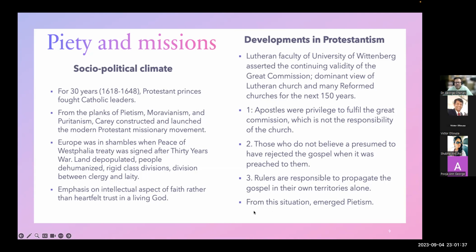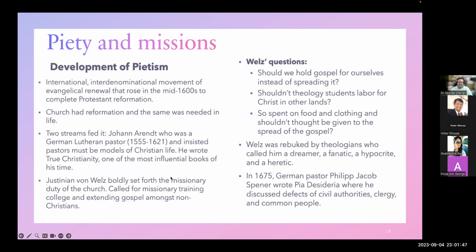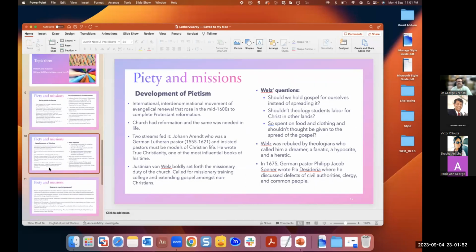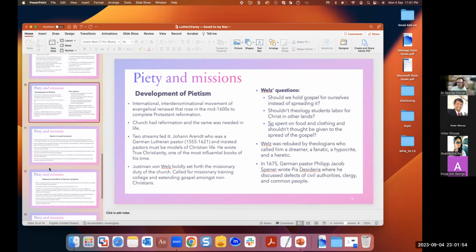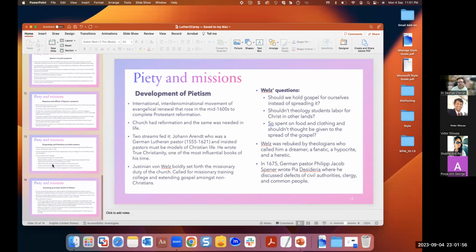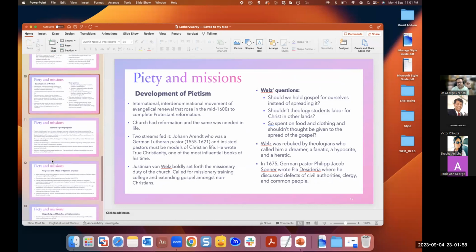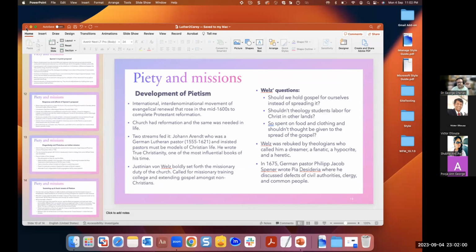So this was the situation out of which Pietism emerged. In the coming slides, which we'll do in the next session maybe, we will see how that developed. So with that, I'll stop. We'll have to do about 5 slides, starting with the next one.